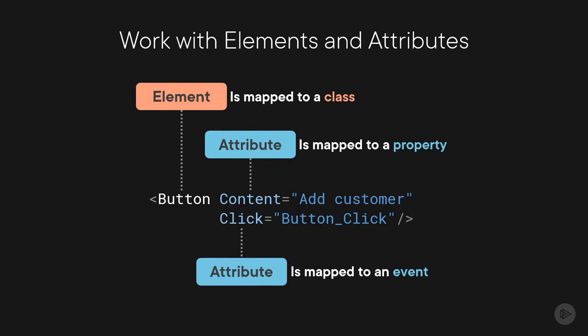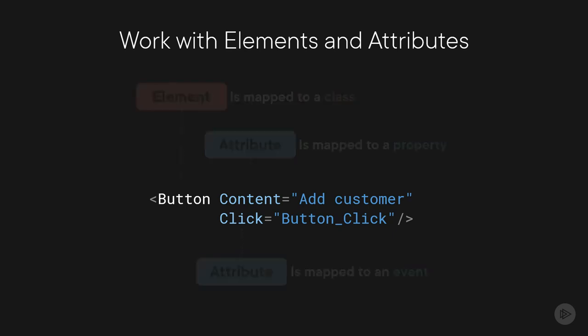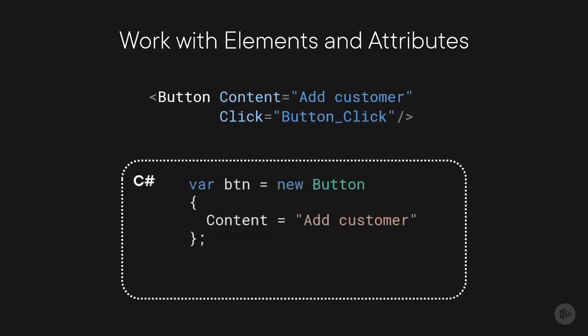Now, this is a really important slide that you should memorize. Elements in SAML are mapped to classes and attributes are mapped to properties or events. This is quite obvious when you look at the equivalent C# code for this SAML snippet. In C#, you create a button instance and you set the content property, and then you attach an event handler to the click event. So this C# snippet makes it very clear that SAML elements are mapped to classes and that SAML attributes are mapped to properties or events.